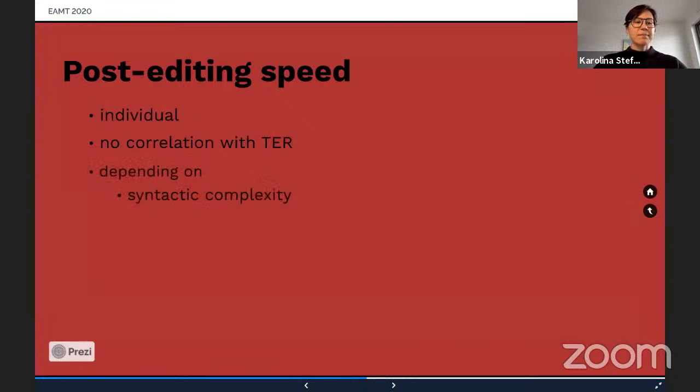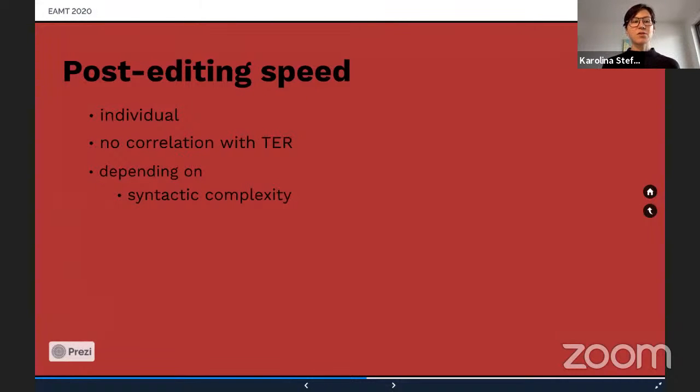Rather, actually, while observing my colleagues during this small-scale productivity test, I noticed that this post-editing speed depended on something else. Firstly, it depended on the syntactic complexity of the sentence, not just the length of the sentence, but how complex syntactically the sentence was. And it also very much depended on the terminological density, that is, how many terms it contained and how many references it contained that needed to be checked.